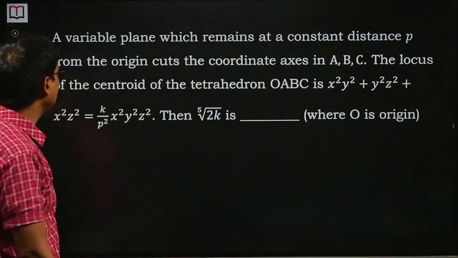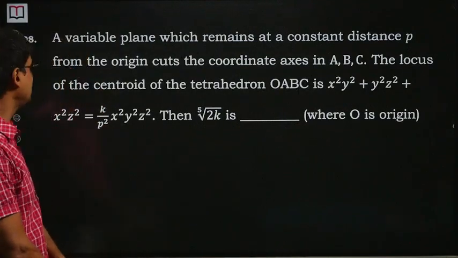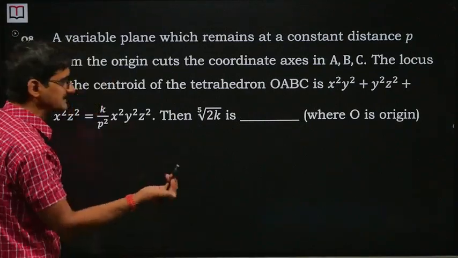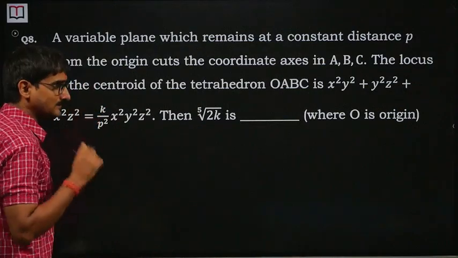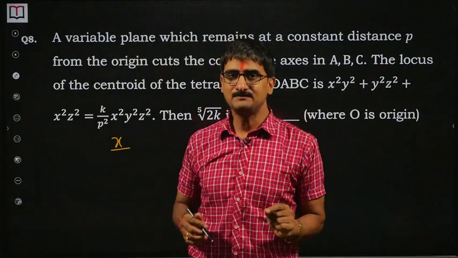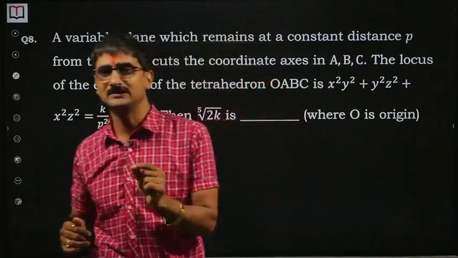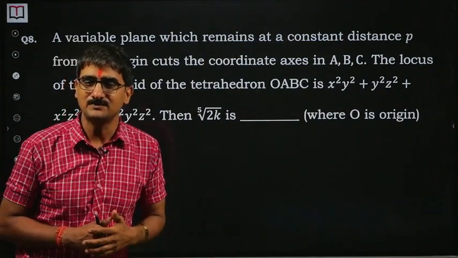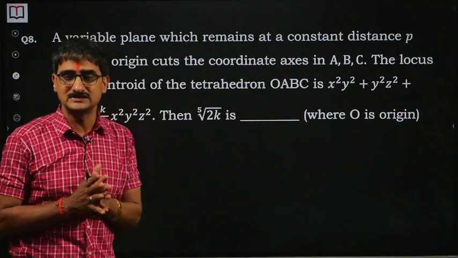Next question: a variable plane which remains at a constant distance P from the origin cuts the coordinate axes at A, B and C. So the variable plane itself is intersecting the coordinate axes, so I will consider the equation of that variable plane in the intercept form here.